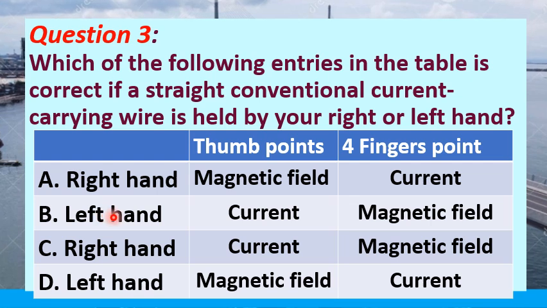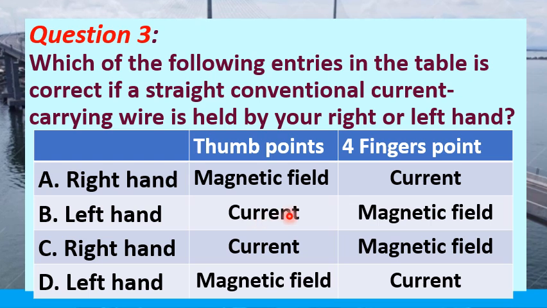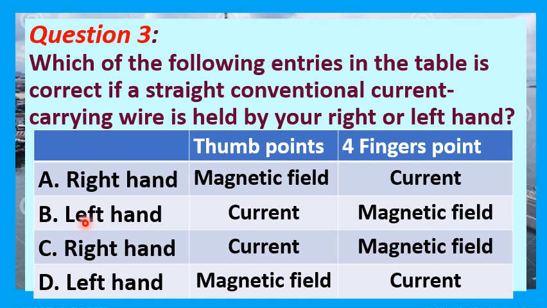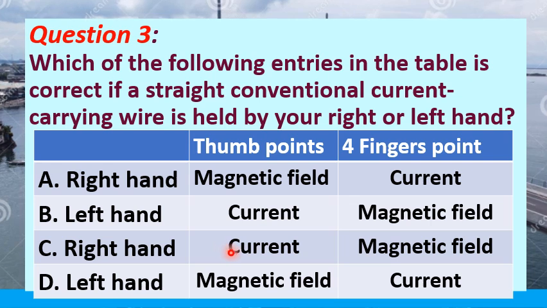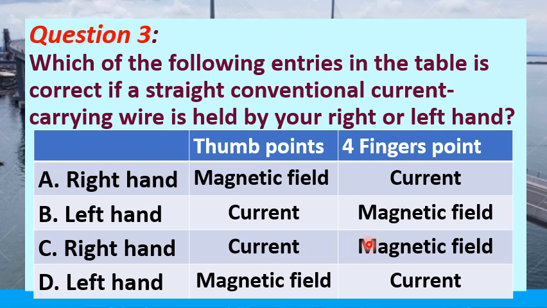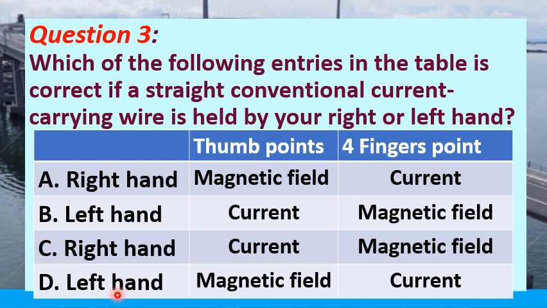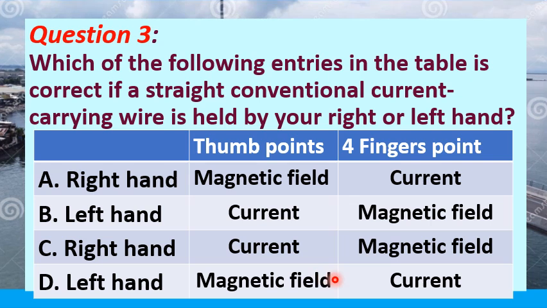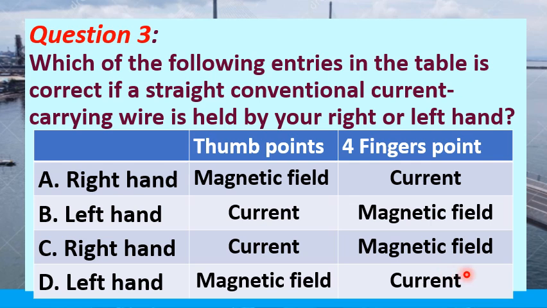Option letter B. When the left hand is used, the thumb points in the direction of the conventional current, and the four fingers, when curled, point in the magnetic field. Option letter C. When the right hand is used, the thumb points in the direction of the conventional current, and the four fingers, when curled, will point in the magnetic field. And option letter D, when the left hand is used, the thumb points in the magnetic field, and the four fingers when curled point in the conventional current.